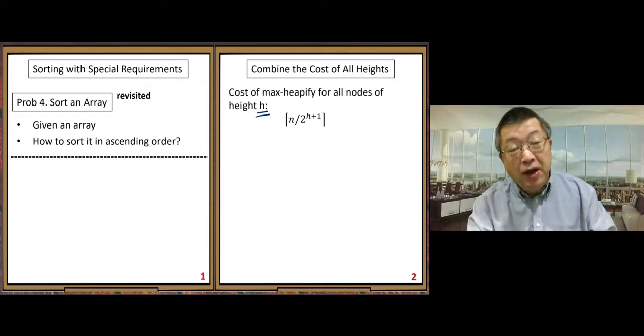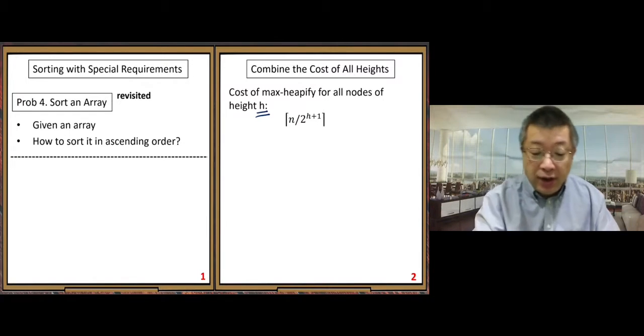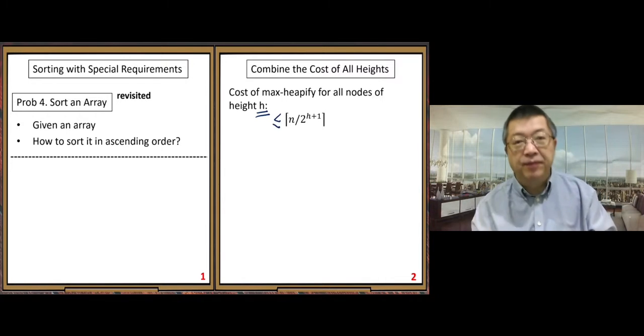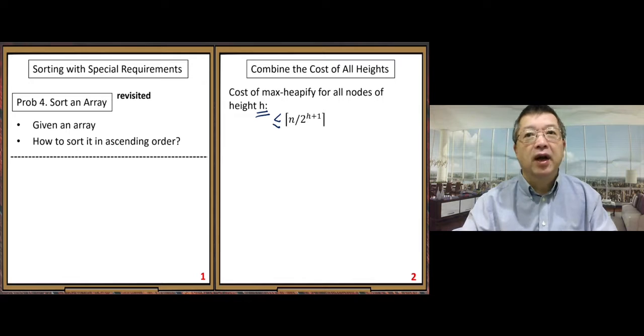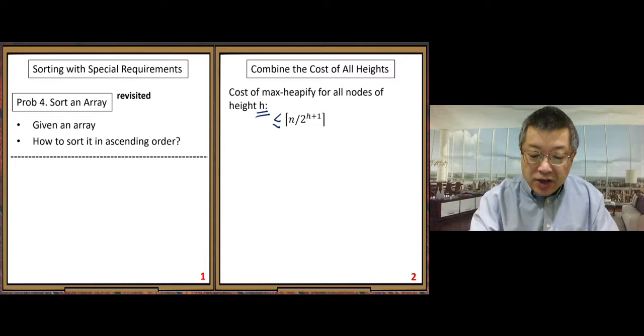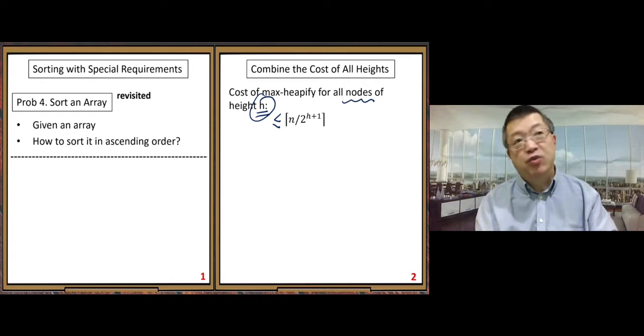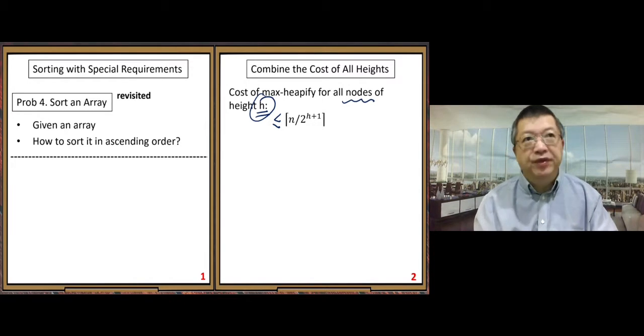Is it exactly this many? Remember the inequality I gave you last time. This is the upper bound. The number of height h nodes is less than or equal to this many. That's what we derived from the last video.